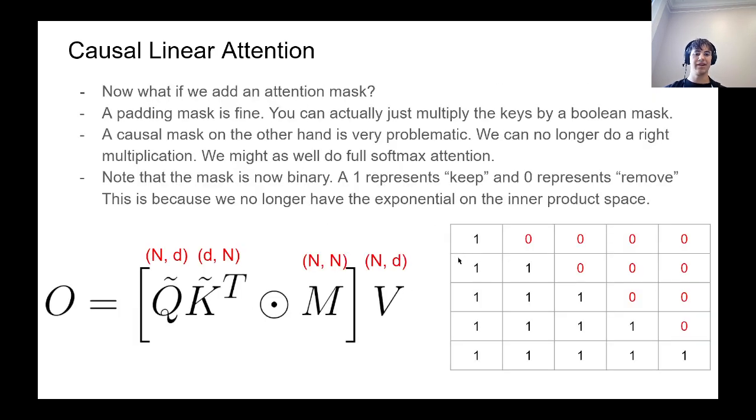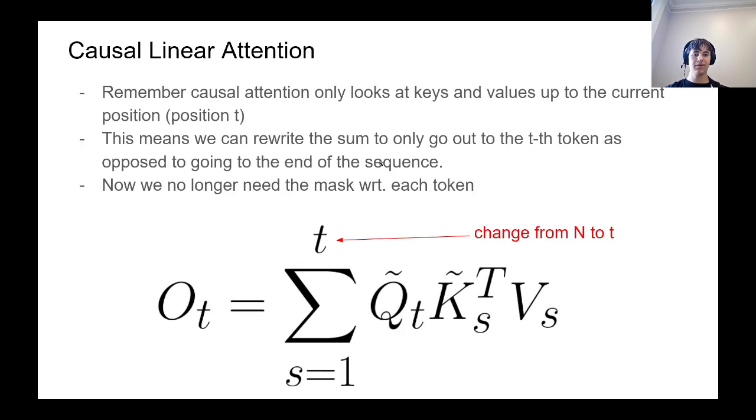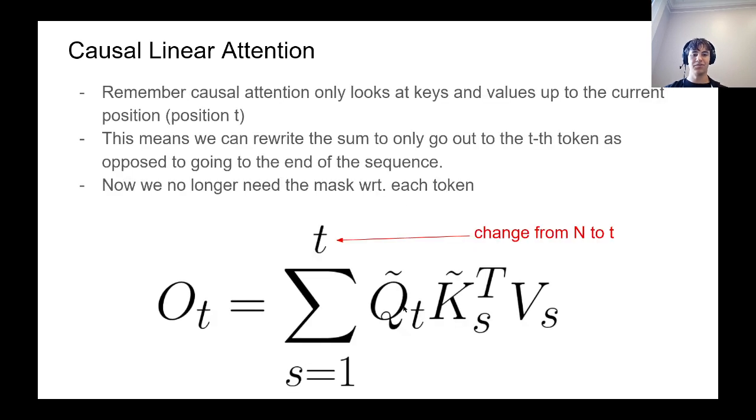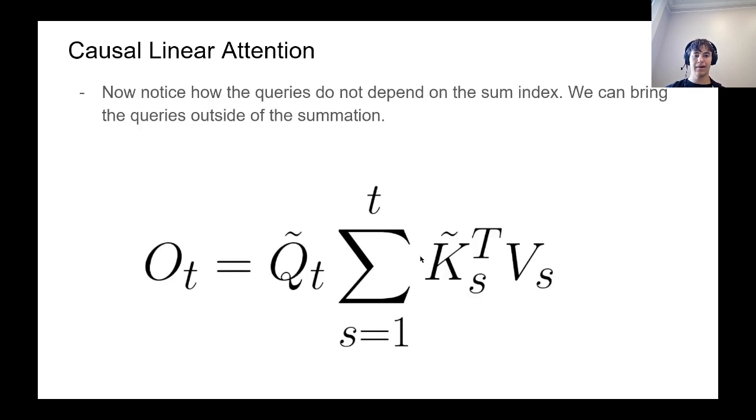So yeah, that's just iterating. Instead of iterating 1, 1, 0, 0, 0, you just iterate up to this token here. So that is this. Yes, just iterate up to token t. Now, the nice thing is we can just move q outside, because q does not depend on the indices of the summation at all. So we'll move q outside. Cool.